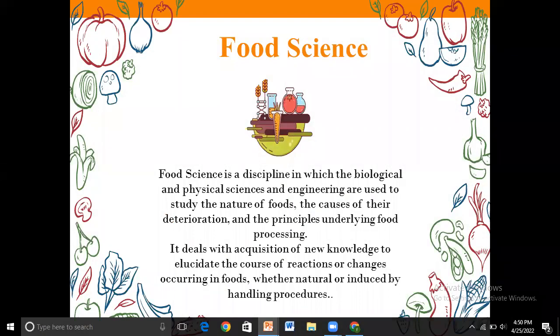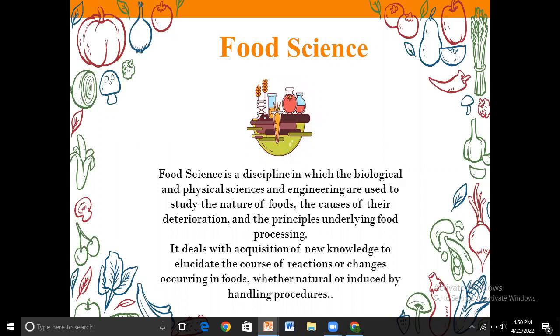Now, what is food science? Food science is a discipline in which the biological and physical sciences and engineering are used to study the nature of foods, the cause of their deterioration, and the principles underlying food processing. It deals with acquisition of new knowledge to elucidate the course of reactions or changes occurring in foods, whether naturally or induced by handling procedures.